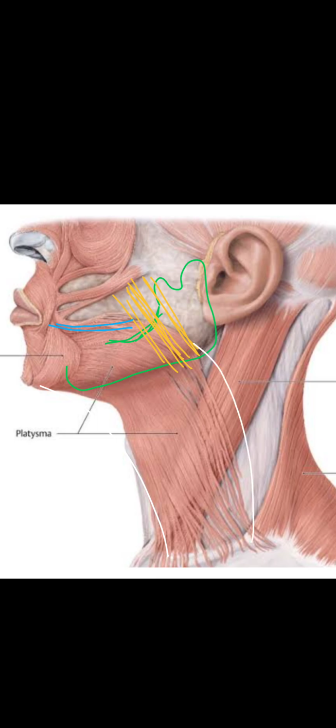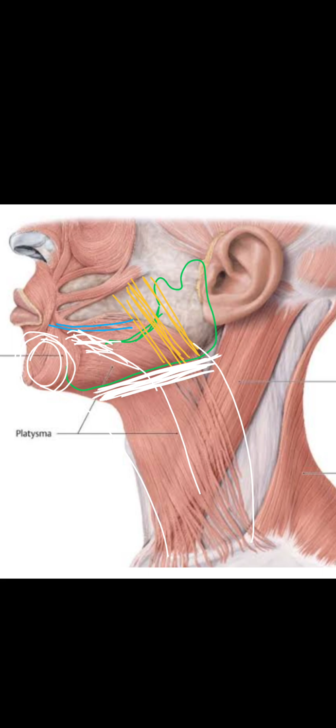Now talking about platysma, this entire thing is your platysma muscle. You can very clearly see that there are some fibers that are being inserted onto the base of the mandible, or the inferior border of the mandible, I would say more precisely. Some fibers are moving towards the lower part of the face under the chin, and some fibers are continuous with risorius. See, these are the fibers that are continuous with risorius.